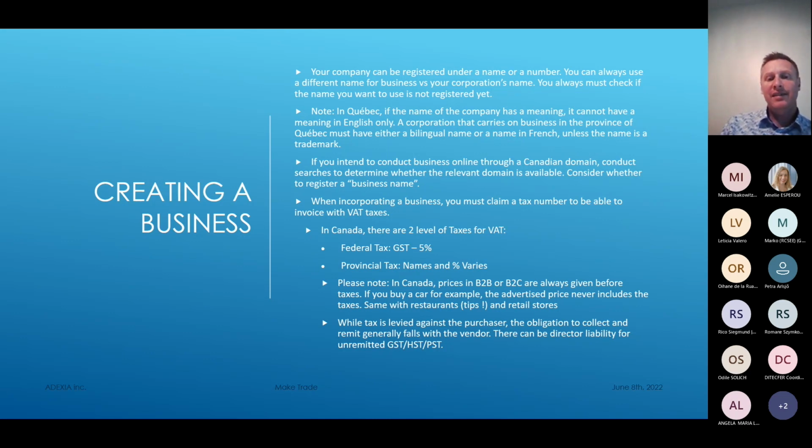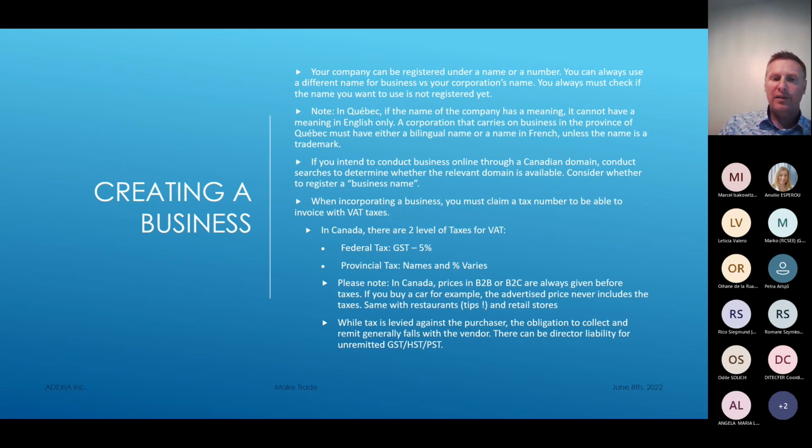So the taxes are the responsibility in terms of collection of the seller, of the supplier. And if you don't collect your tax properly, it's a director liability. So that's something that needs to be done properly.